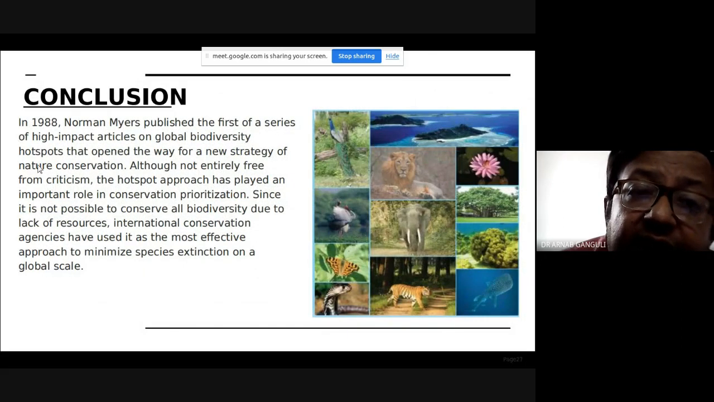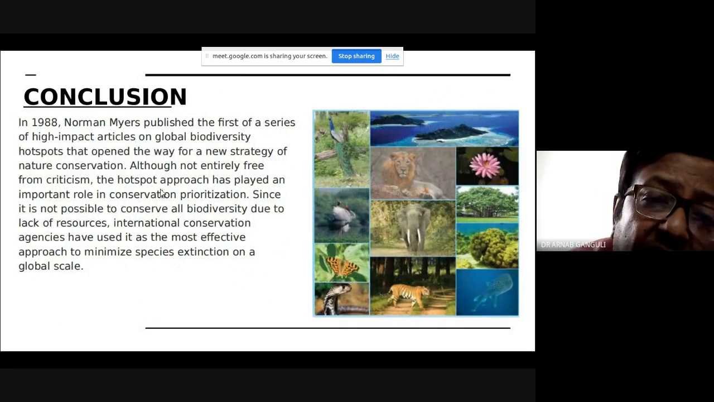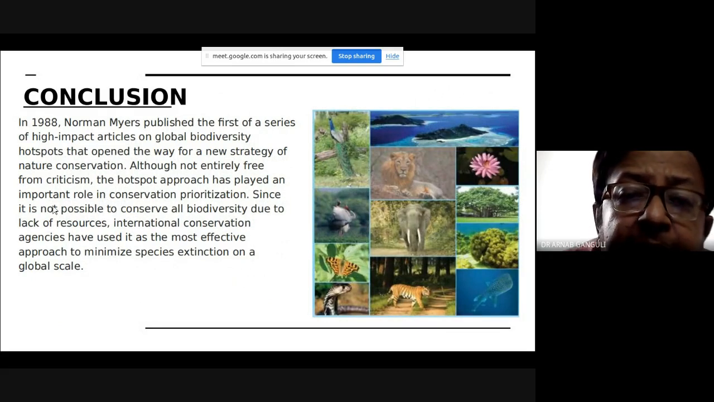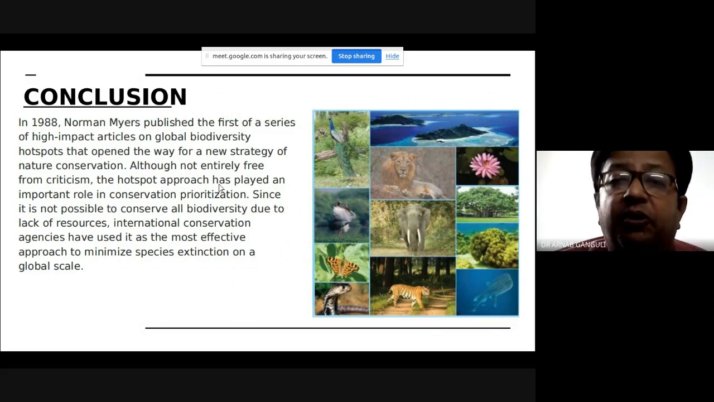So in conclusion, although not entirely free from criticism, the hotspot approach has played an important role in conservation prioritization. This is a very important thing.